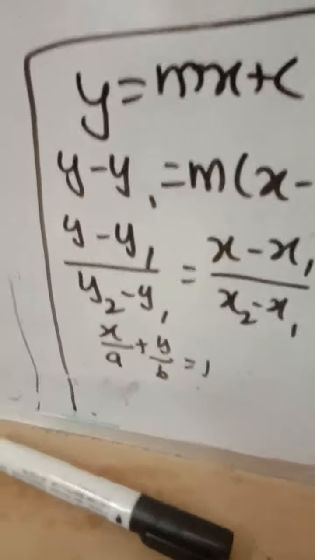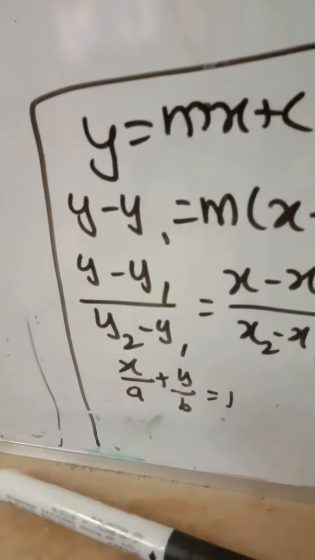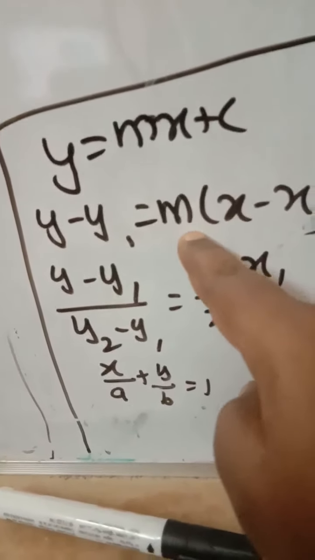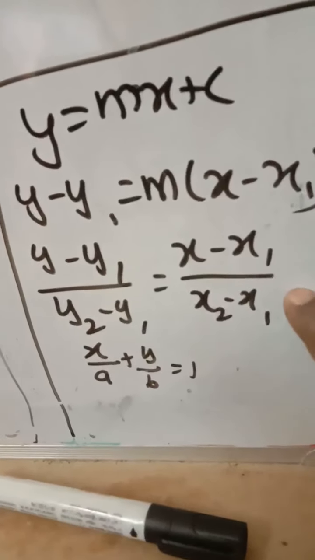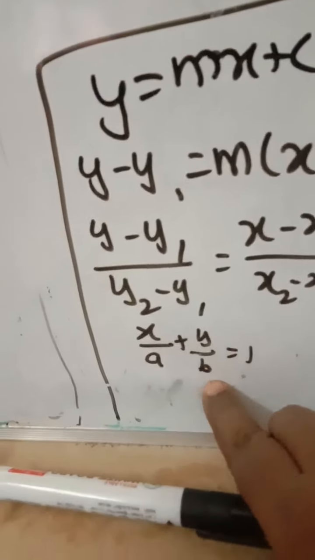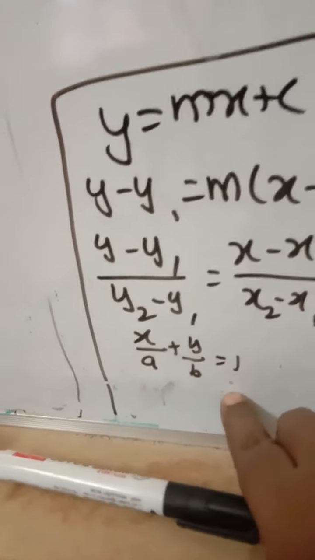Okay, first one, slope and c y intercept. Second one, slope and 1 point is given, we have to use this. Third one, if 2 points are given, we have to use. And fourth one, a x intercept, b y intercept. If these two are given, we have to use this formula. Okay. So we go to the next question.